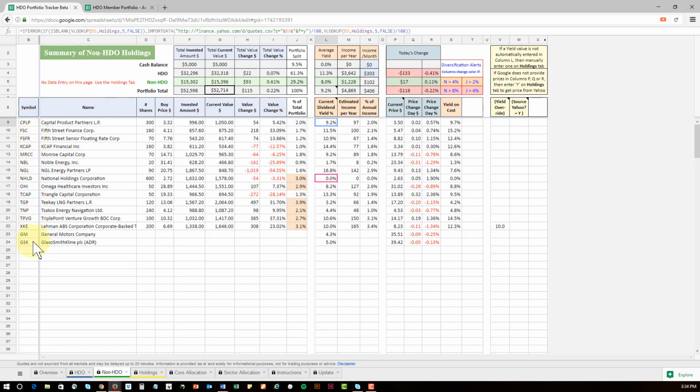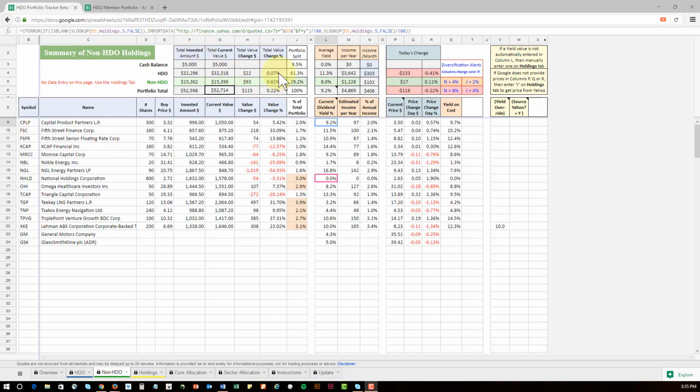And the tracker for both HDO and non-HDO works much like you would expect a normal portfolio tracker. Number of shares, buy price, invested amount, current value, change in value as a percent or percent of portfolio, current dividend yield, estimated income, and percent of your total income from that particular stock.